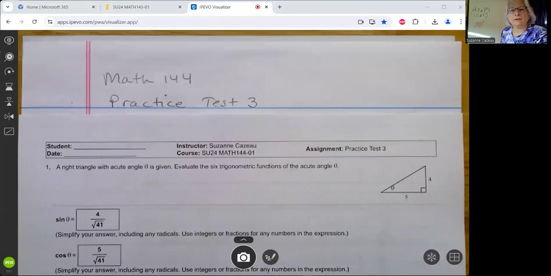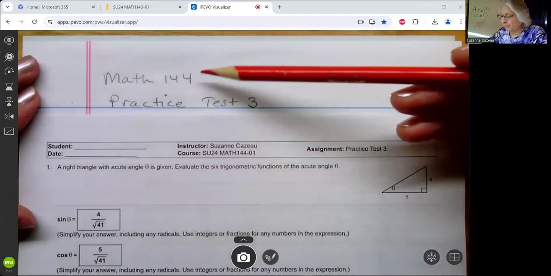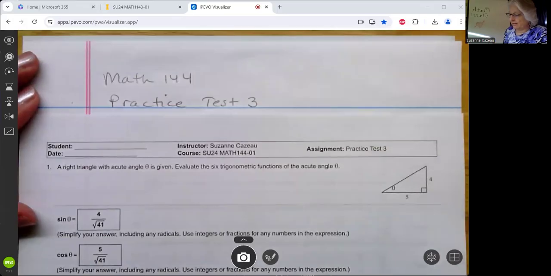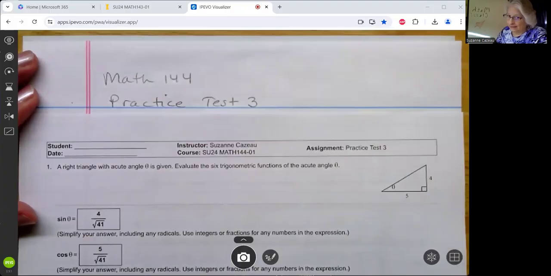Well, good morning. It's still morning. Okay, so this is Math 144 Practice Test 3. I've printed off a copy and I've written it all out ahead of time. So hopefully it won't take as long as the last one.